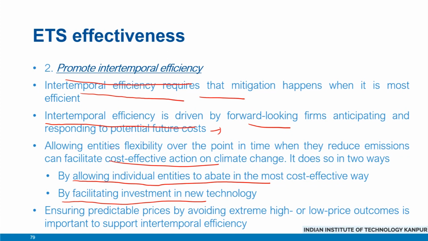Lastly, a very important aspect is ensuring predictable prices. Avoiding extremely high or low price outcomes is important to support intertemporal efficiency, as predictable prices provide markets with confidence and reduce the cost of investment in abatement technology. Under a predictable allowance price path, investments can be planned according to whether the costs of the project outweigh the cost of future avoided allowance purchases, in addition to other savings. And therefore, this consideration becomes much more difficult if prices follow an unpredictable price path. And with enough uncertainty, investments will be delayed or potentially not be made at all.